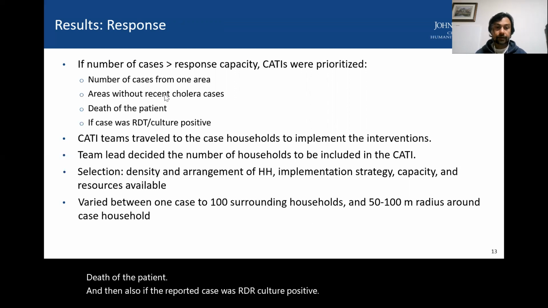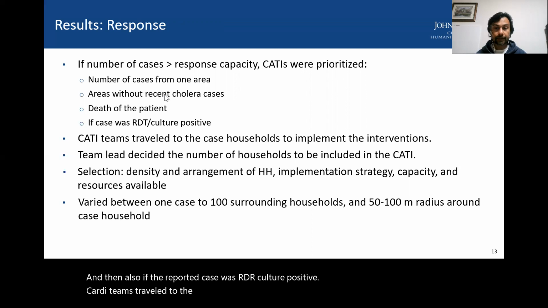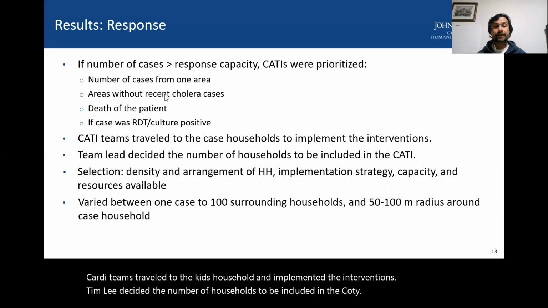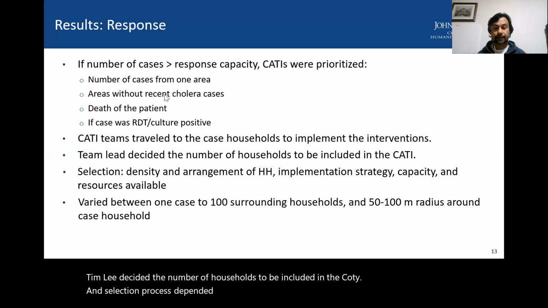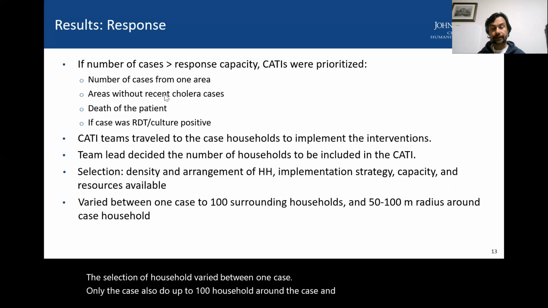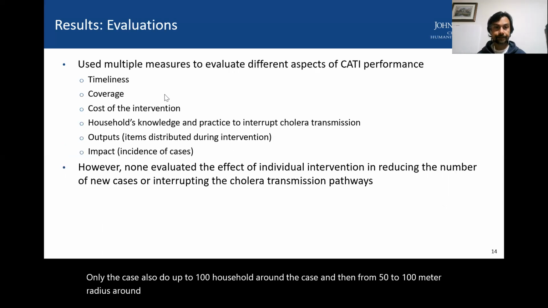CATI teams traveled to the case household and implemented the interventions. Team lead decided the number of households to be included in the CATI, and the selection process depended on the density and arrangement of the households, implementation strategy, capacity, and then resource availability. The selection of household varied between only the case household, to up to 100 households around the case, and from 50 to 100 meter radius around the case household.